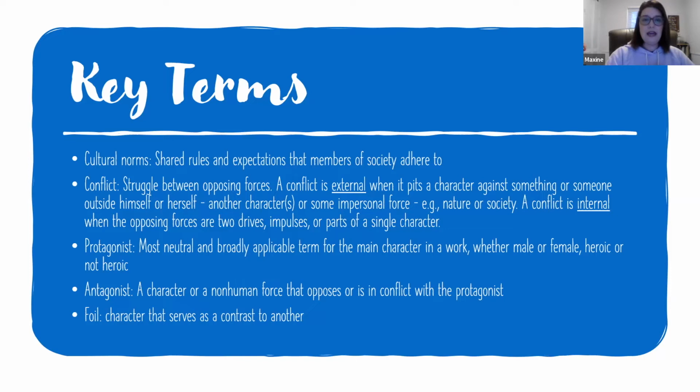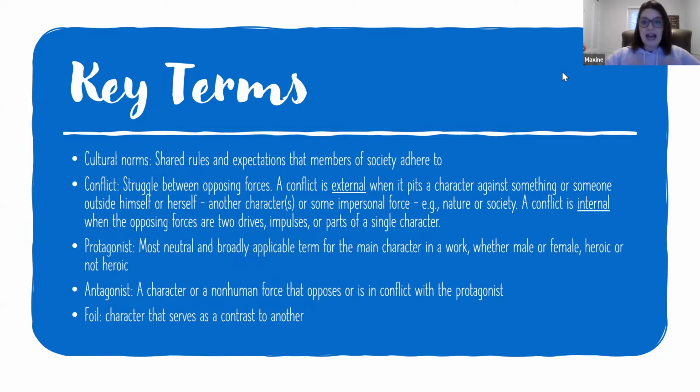And then a conflict could be internal when the opposing forces are two drives or two impulses, some kind of conflict within the person's own self. A protagonist: I think a lot of times in younger grades, a protagonist is thought of as the good guy, but I don't think we have to think about it like that. It's the most neutral and broadly applicable term for the main character, whether they're male or female, and whether they're a hero or not.